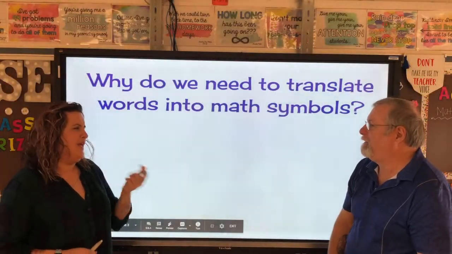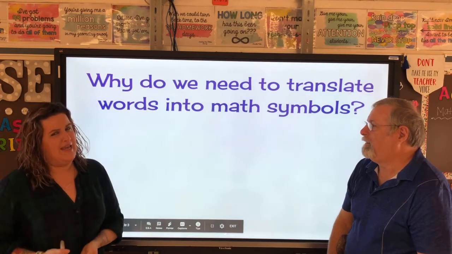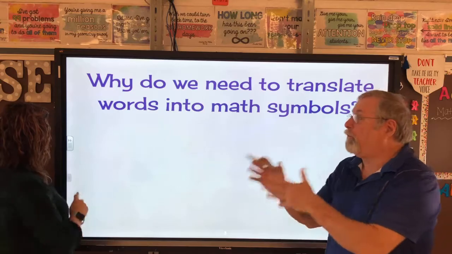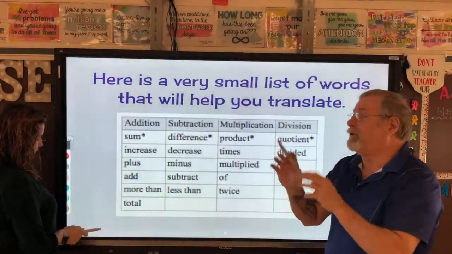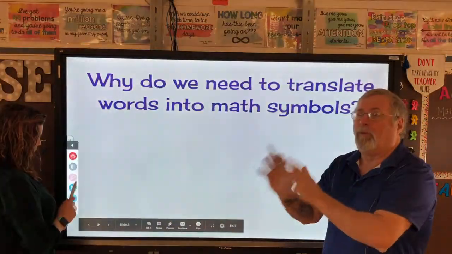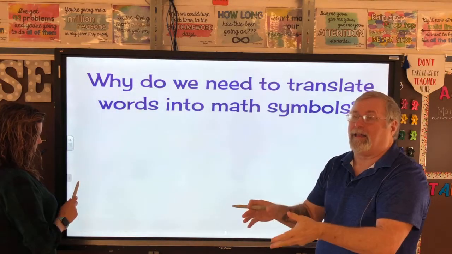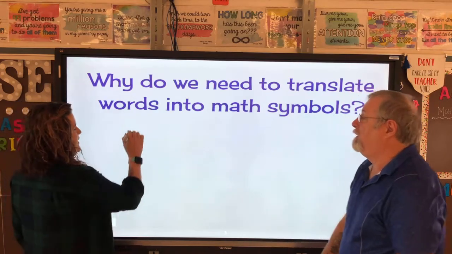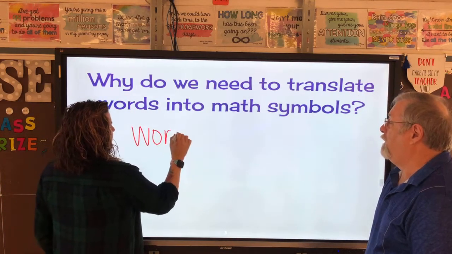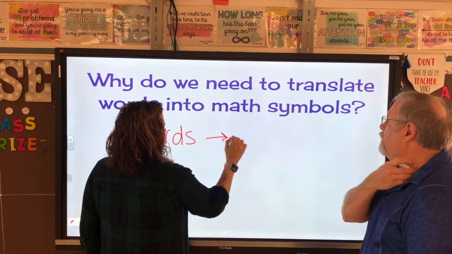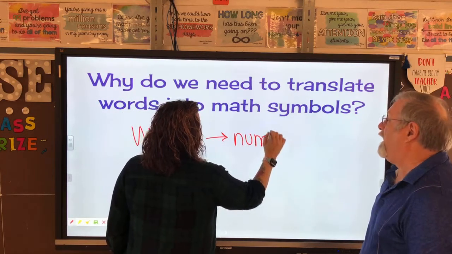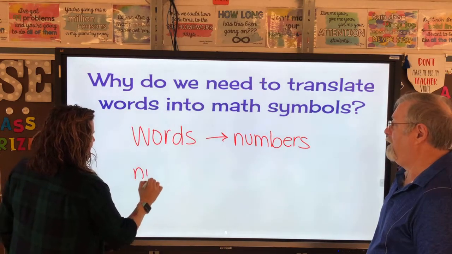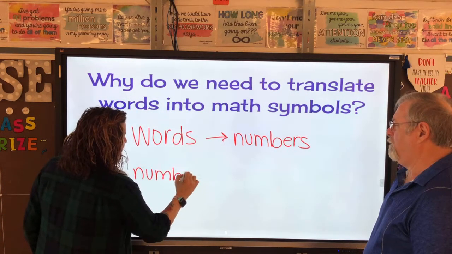Well, why, Mr. Lamb, is it important to translate these inequalities? Well, we know that the hardest thing about word problems is taking a look at them and figuring out what the words are trying to tell us, and then we have to turn them into mathematical sentences. So we're going to take words and make them numbers, or mathematical sentences. Or we're going to take numbers and make them words.